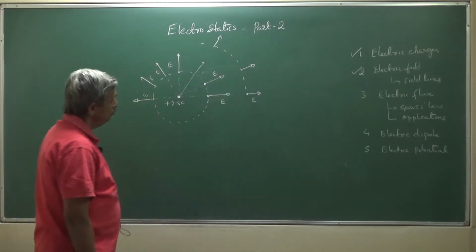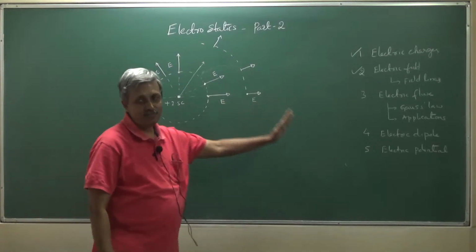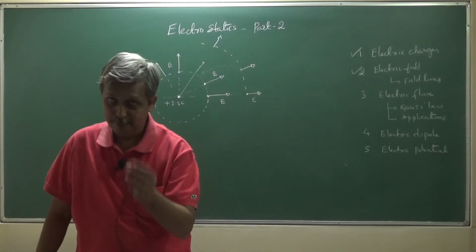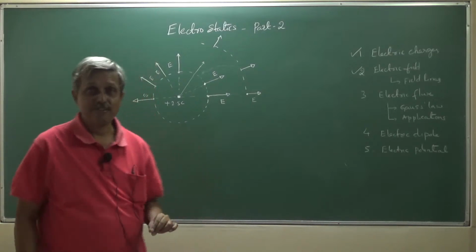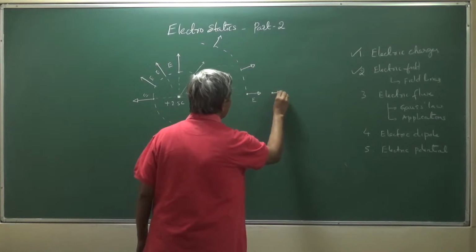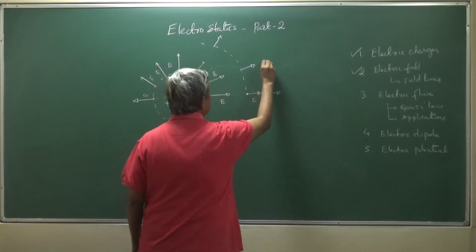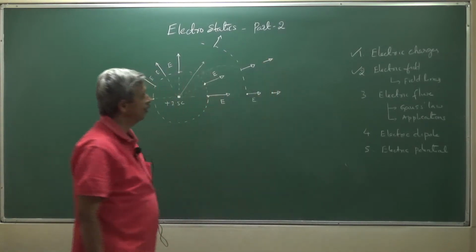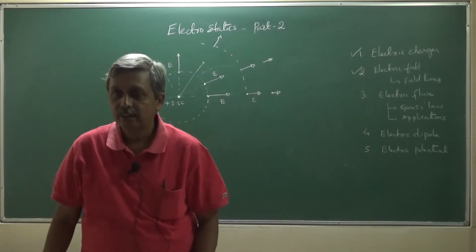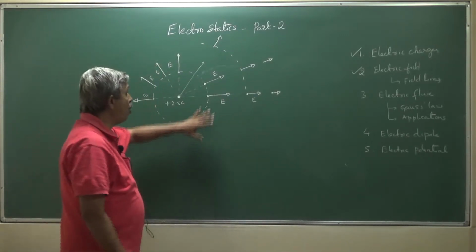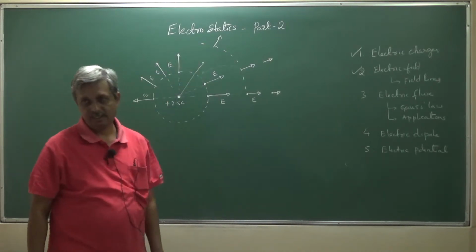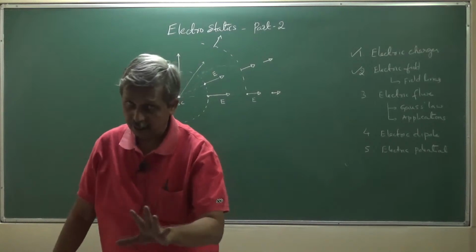So as you go further and further, the magnitude of the electric field will reduce. If you go even further, here it may be a very small arrow. So as you go further and further, the arrow length will decrease. So this is how we can plot the electric vector around a charge.